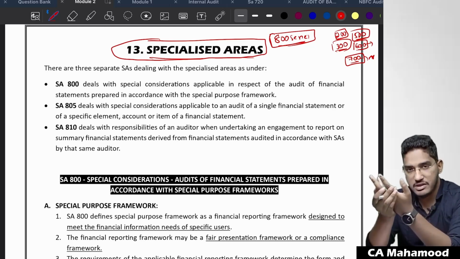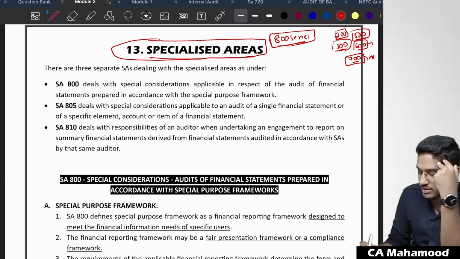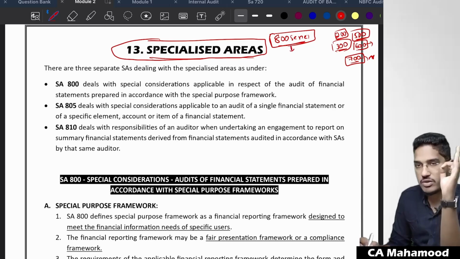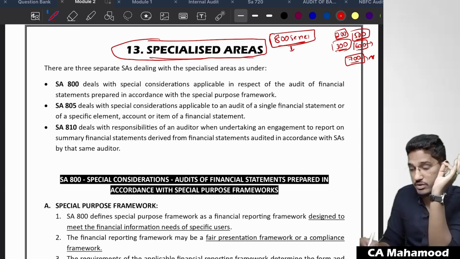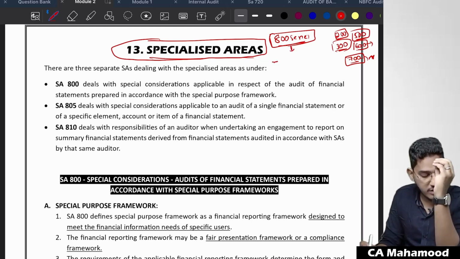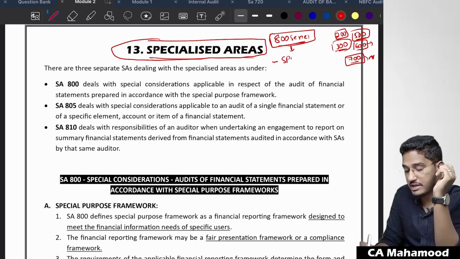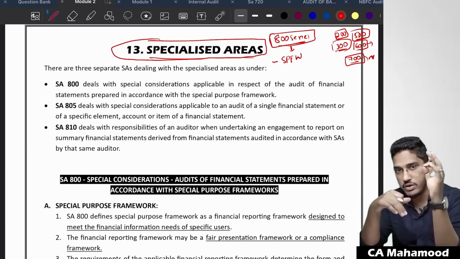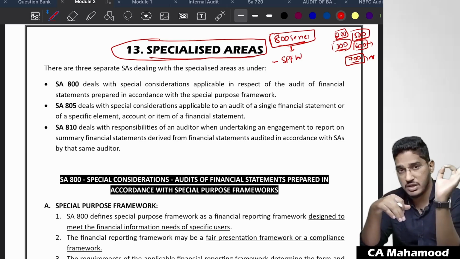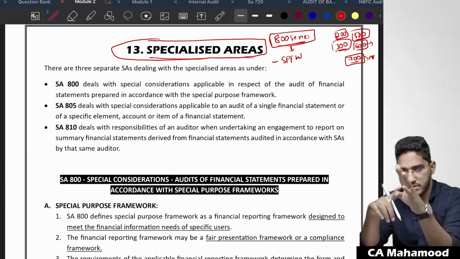What kind of specialized areas? What kind of special audit assignments? The 800 series generally talks about 3 kinds of special audit assignments. Number 1, sometimes you will be called upon to conduct the audit of financial statements prepared as per a special purpose framework, not prepared as per a general purpose framework.